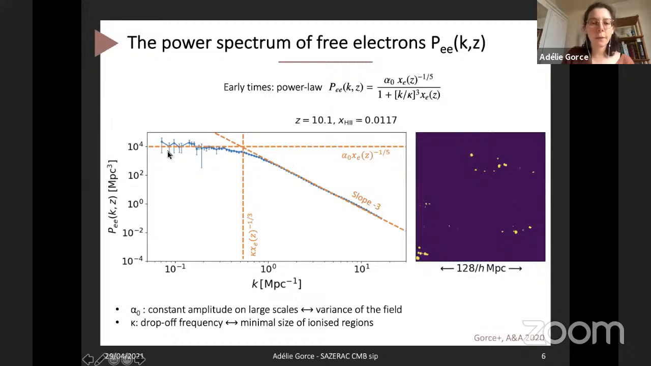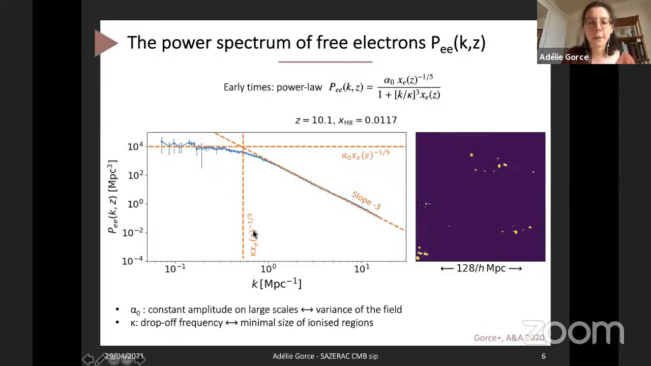The first one, alpha naught, is just the constant amplitude of the power spectrum on large scales. Because it's the amplitude of the power spectrum, it's going to be related to the variance of your field. And naturally, it's going to be related to the morphology of reionization, because if you have only a few but very large ionized bubbles in your field, then your variance is going to be much higher than if you have a lot of tiny ionizing sources that are not very efficient, and so a lot of very small ionized regions.